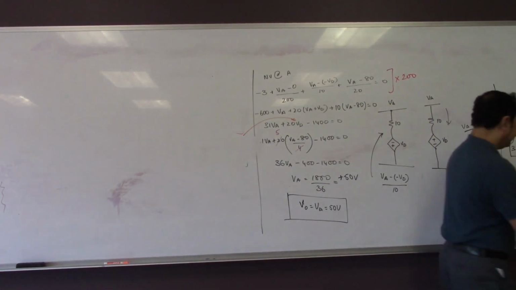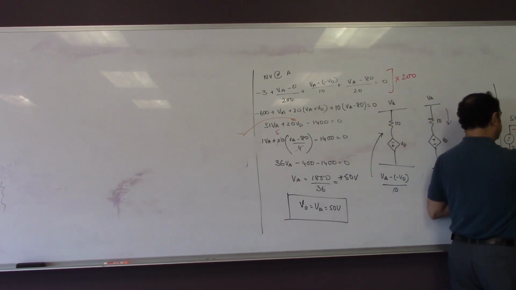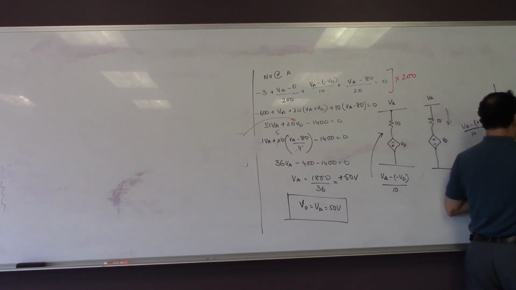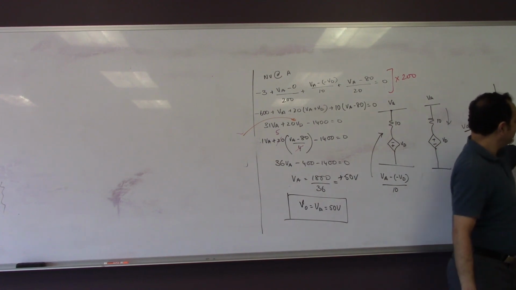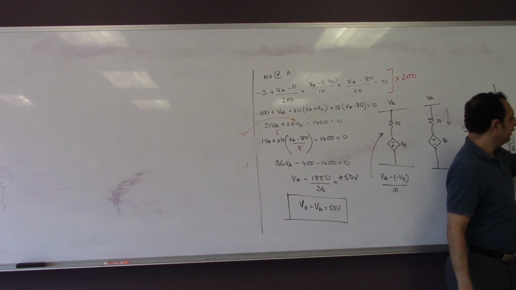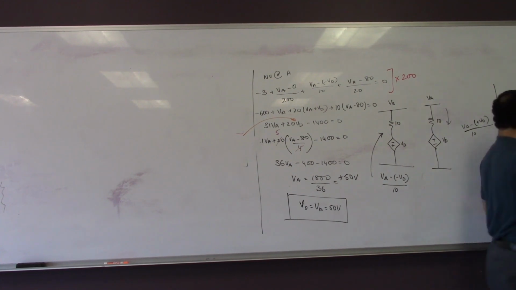If you look at all the essential nodes, let's say this is one essential node. We'll call this VA. Here is one more essential node, this is VB. And the third essential node is here, VC. Because VC is directly connected to the source, VC is already 80 volts. We know the voltage here.